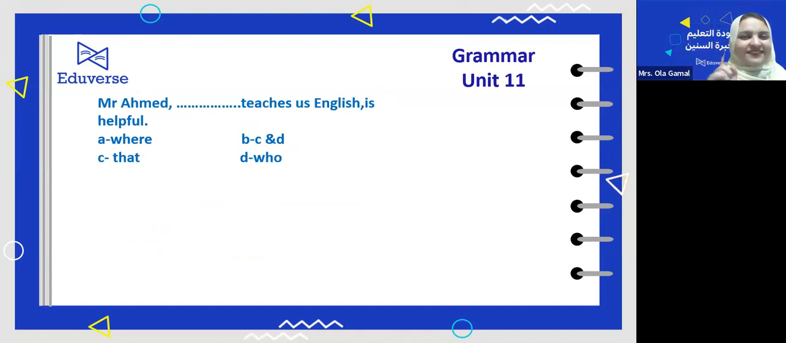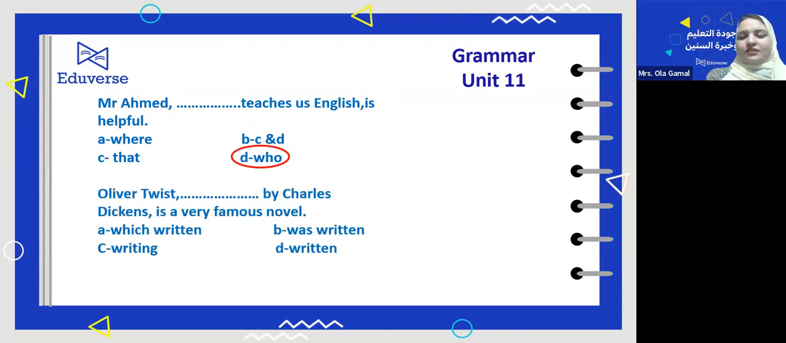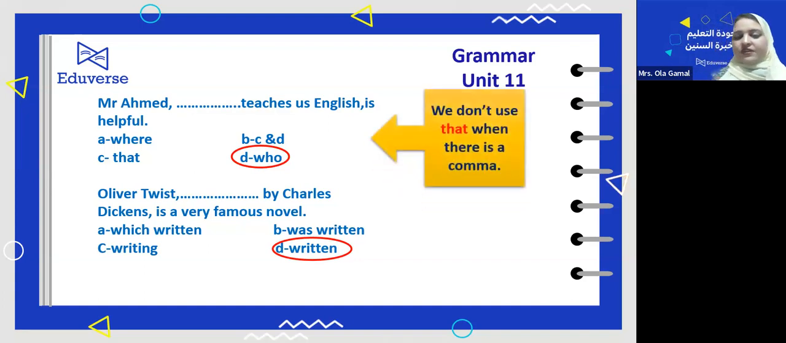Let's move on. Mr. Ahmed, comma, who teaches us English, is helpful. Can we use that here? Of course not. I told you don't use that with commas. So you are gonna use who only. Oliver Twist, comma, by Charles Dickens, comma, is a very famous novel. I love this novel very much. Here, we're gonna use written. Oliver Twist, written by Charles Dickens, is a very famous novel.